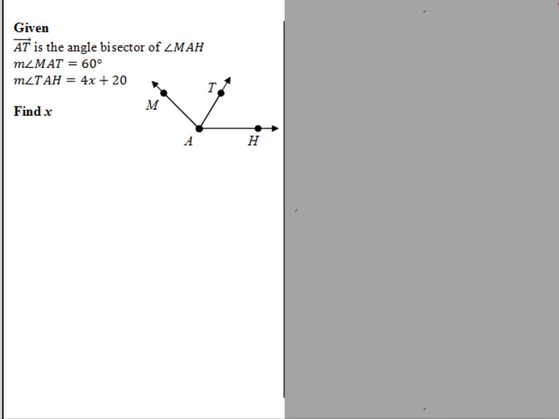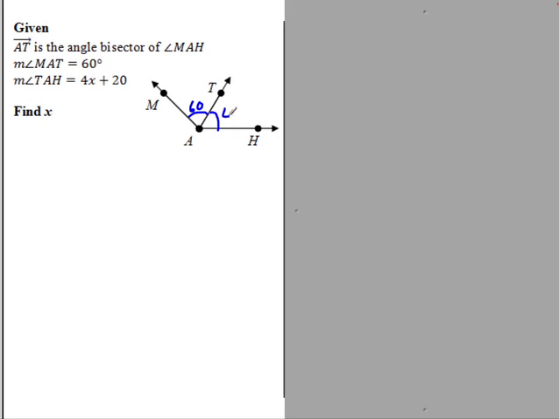Fantastic. Moving on. What are we going to do with this? I love these types of problems. Almost like this proof. I'm giving you information. I want you just to find x. So mark it up here. AT is the angle bisector of MAH. So I mark it right away. Oh, AT cuts it in half? Mark it. They're congruent. There they are. Perfect. Then it tells you the measure of MAT is 60.